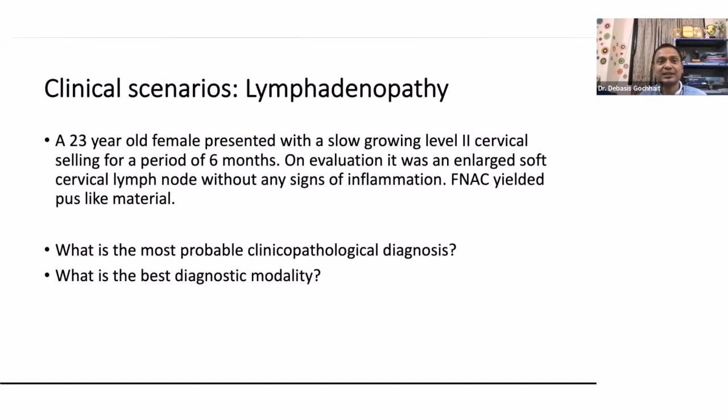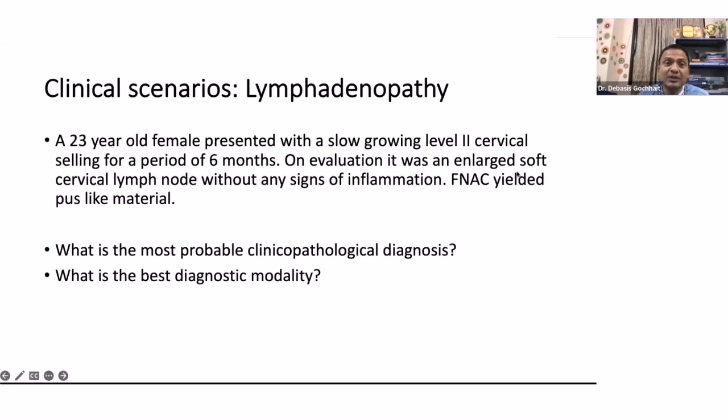Then the last question, a lymphadenopathy question. With that, we will wind up our session. So it's a 23-year-old female who presented with a slow growing level 2 cervical swelling. Young female, level 2, slow growing for a period of 6 months. Now, what does this duration tell you? 6 months is about chronic. Acute means it is days to hours to weeks. But when something goes beyond months, that is usually taken as chronic.